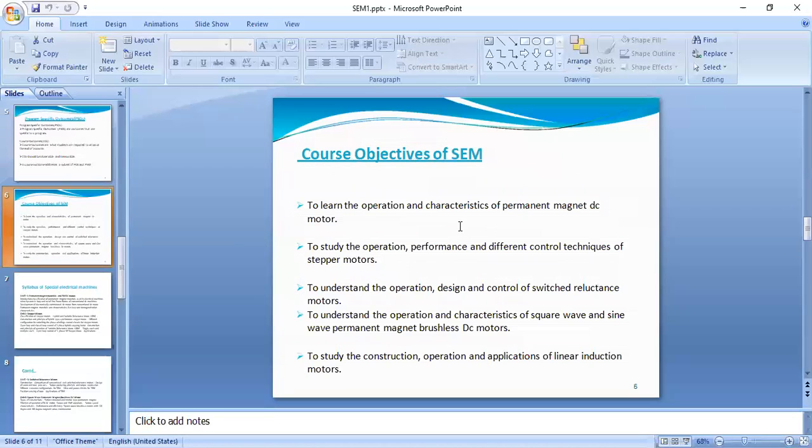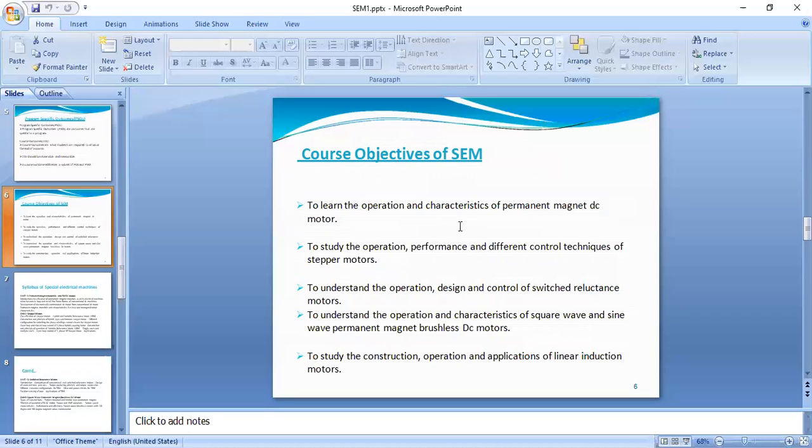We can write any number of course objectives, but there should be at least 3 course objectives for every subject. These may vary based on the syllabus. The course objectives may vary, so we can write 3 or 4 or 5 or 6. It depends on the syllabus. Based on the syllabus, we can write the course objectives.